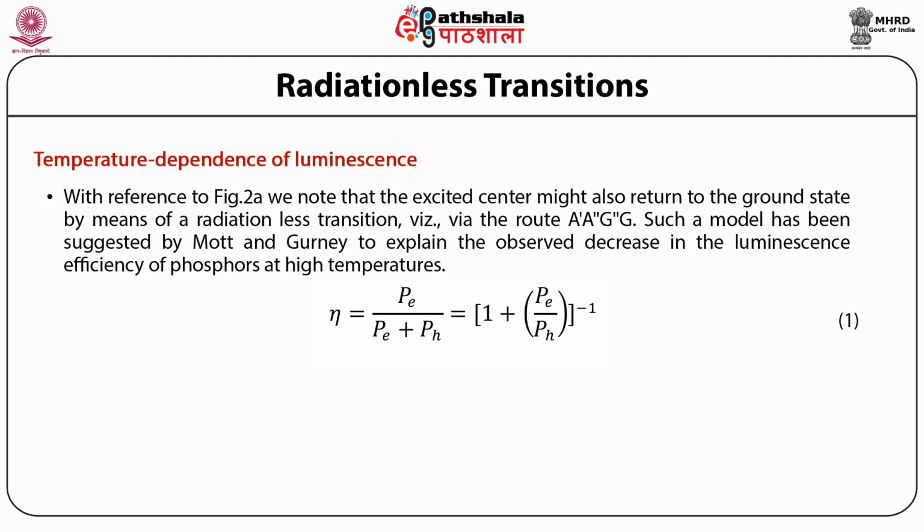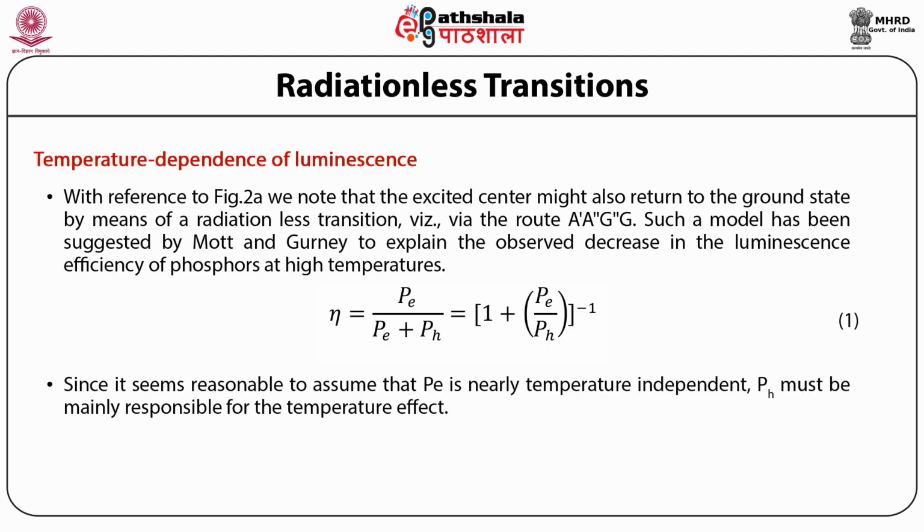Such a model has been suggested by Mott and Gurney to explain the observed decrease in the luminescence efficiency of phosphors at high temperatures. When Pe represents the probability per second for an excited center to return to the ground state with photon emission, and Ph represents the probability for energy dissipation in the form of heat, the luminescence efficiency eta may be defined as eta = Pe/(Pe + Ph) = (1 + Pe/Ph)^-1.